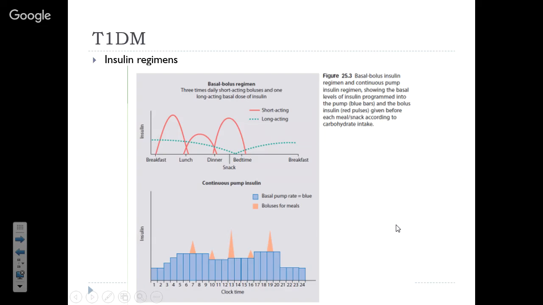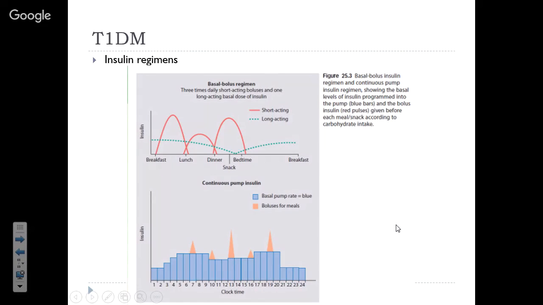In terms of insulin regimens, so there's 2 or 3 main insulin regimens used nowadays. The first one will be the basal bolus regimen. So this regimen involves 3 to 4 injections per day. Basically, the kids get rapid-acting insulin before meals, so that's your bolus. And then before bedtime in the evening or in the morning, you'll get a long-acting insulin, so that's your basal.